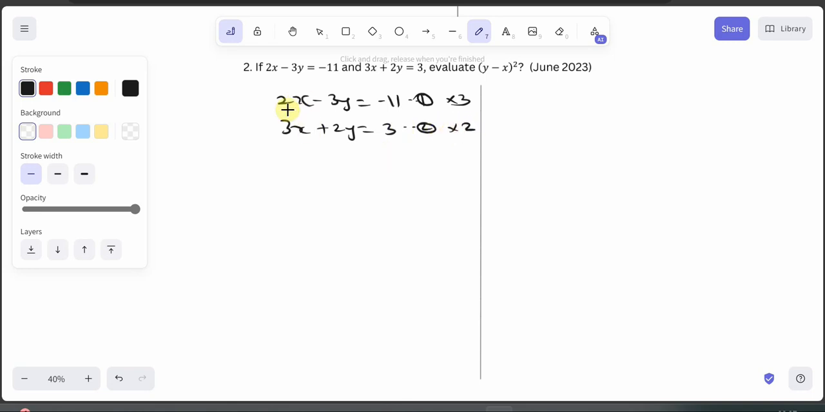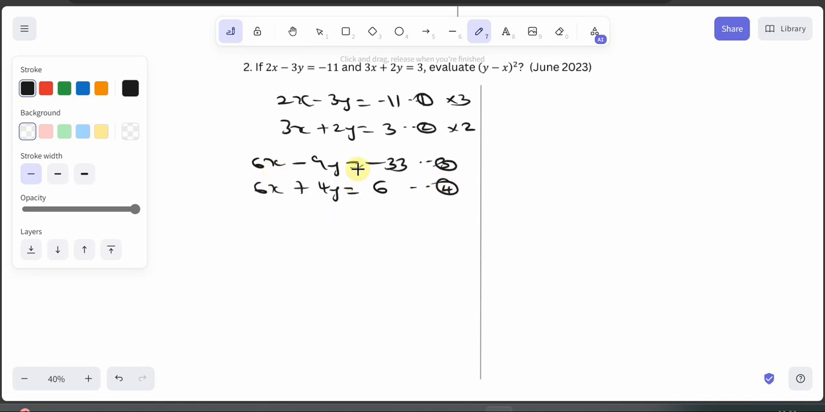So times 2. So 2 times 3 will give me 6x minus 9y is equal to minus 11 times 3. That will give me minus 33. And then this will be 6x plus 4y is equal to 6 when I multiply this by 2. So I could make this my equation 3 and this my equation 4.